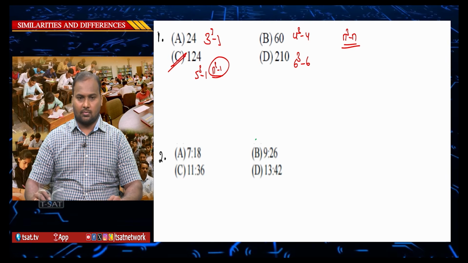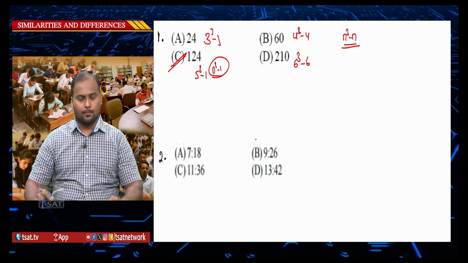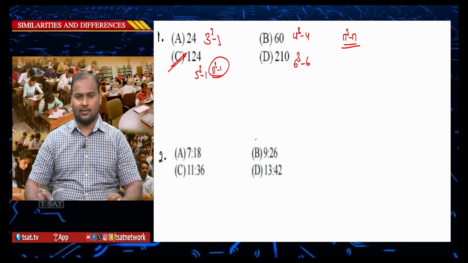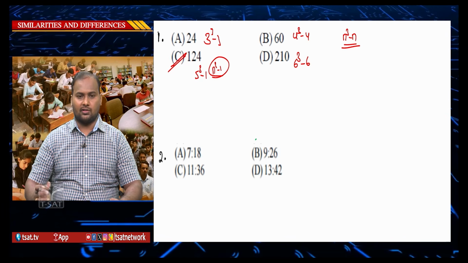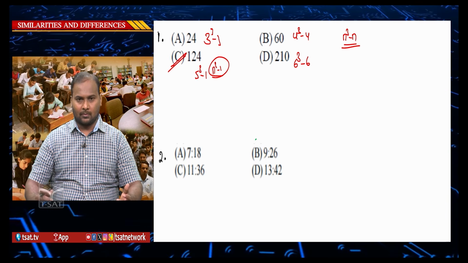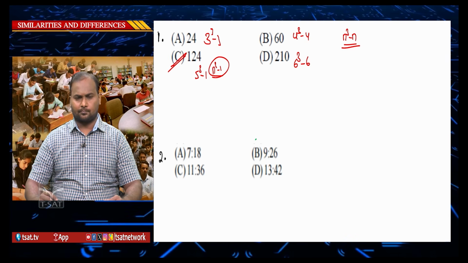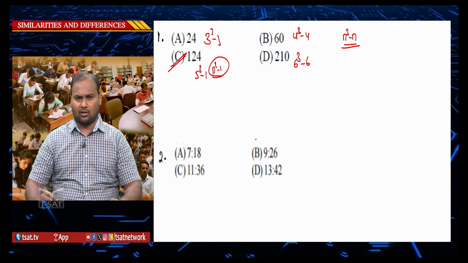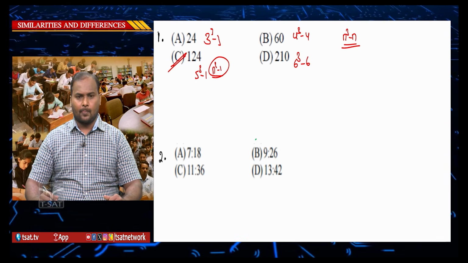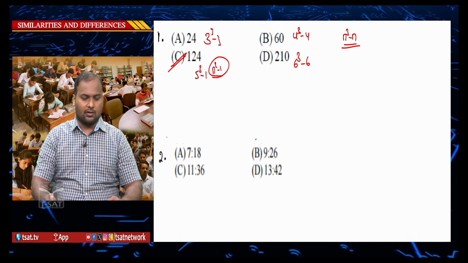In this question, see the numbers 7, 18, 9, 26, 11, 36, 13, 42. First, try to observe the range of the numbers 7 and 18, then 9 and 26. Whether I have to take a difference, multiply with some number, do a combination, or check with squares or cubes. Definitely squares or cubes are not possible, because for 7 and 18 I can't apply the squares and cubes logic. Then the logic I can apply here is combination logic.